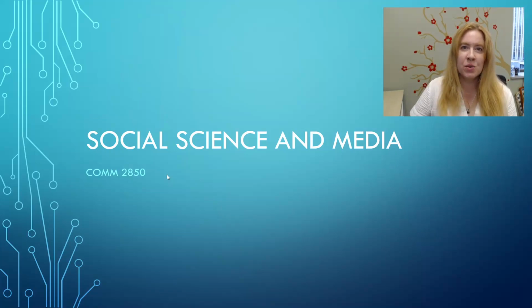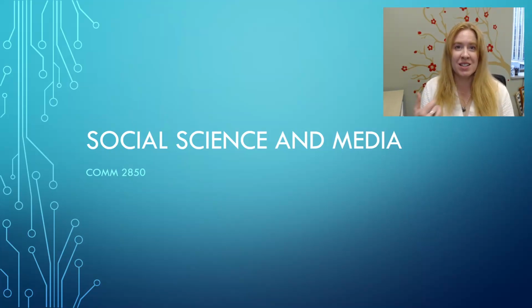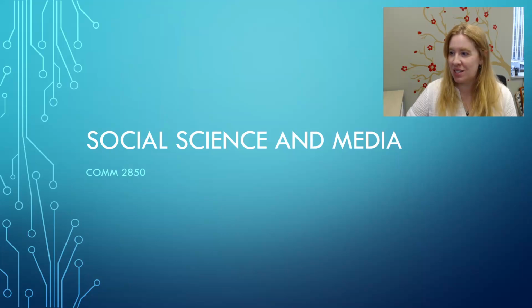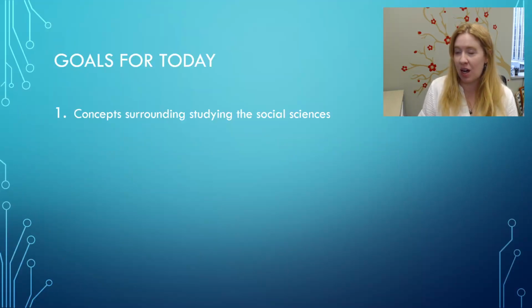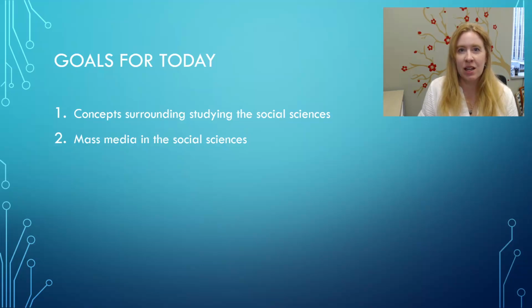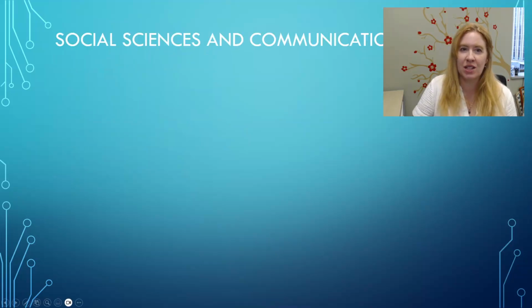Everyone, in this video, we'll be talking a bit about the social sciences. What are they? How do they work? Why do we study them? And defining media and talking about the relationship between social sciences and media. So to start, we're going to talk about some of the concepts surrounding social sciences and then talk about what mass media is and then how it relates to the social sciences.